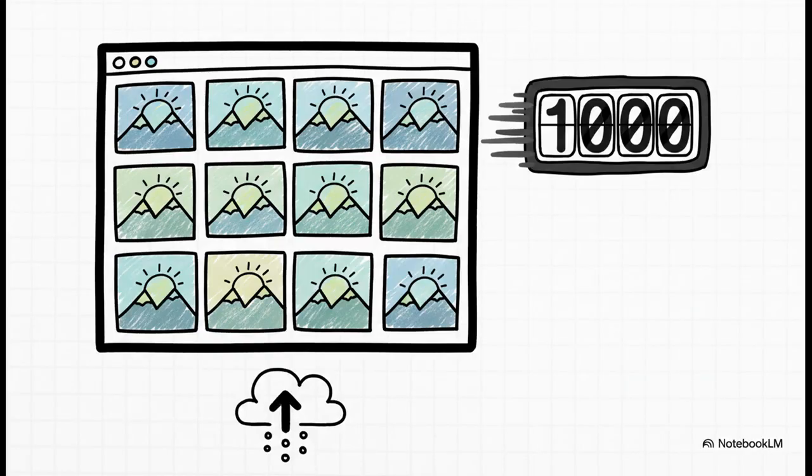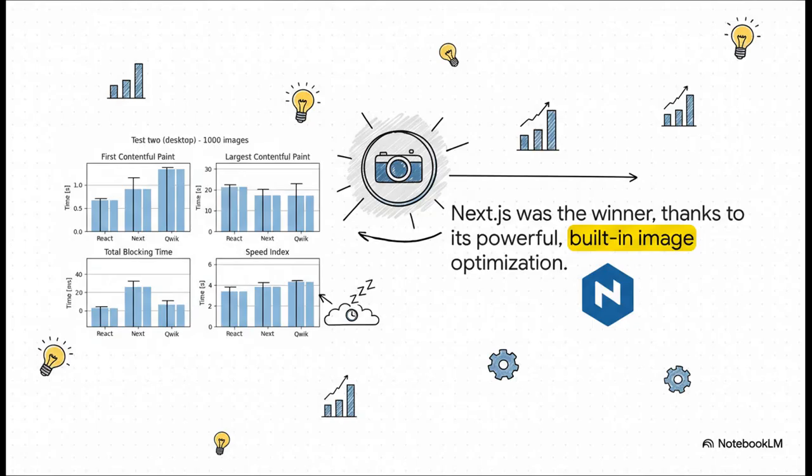But what about a different kind of challenge? Let's switch gears. The next test was all about loading a page with 1,000 big, high-quality images. And this is where the story gets really interesting, because the tables completely turn. Here, Next.js was the clear winner, and it wasn't even close, all thanks to its super smart built-in image optimization. It just goes to show you there's no silver bullet. The best tool really depends on the job.